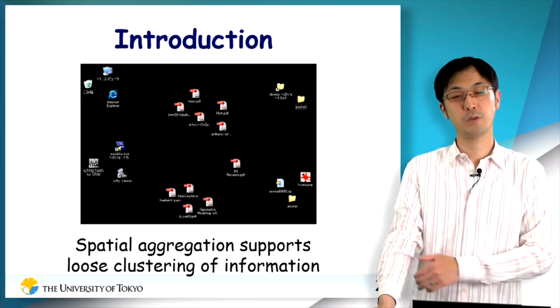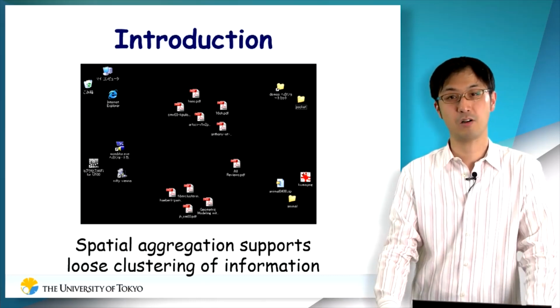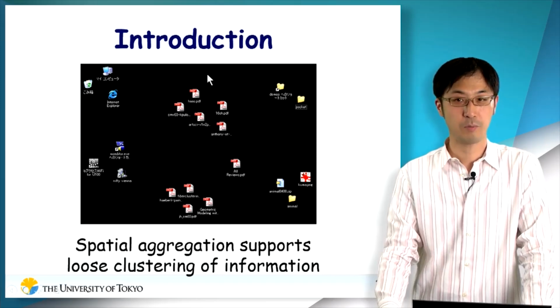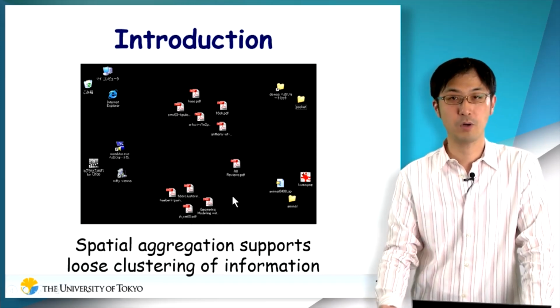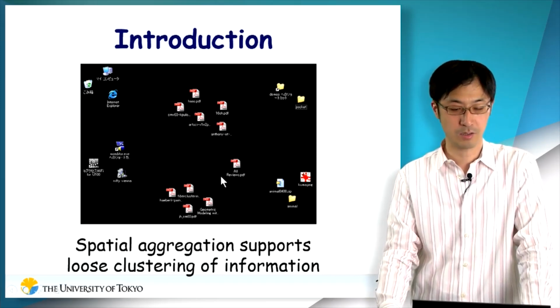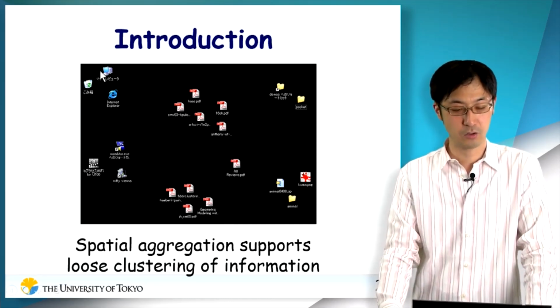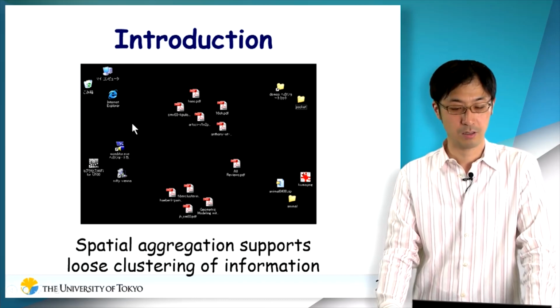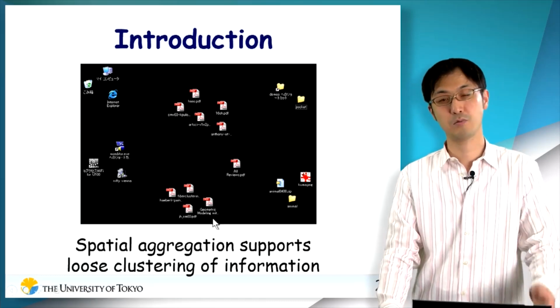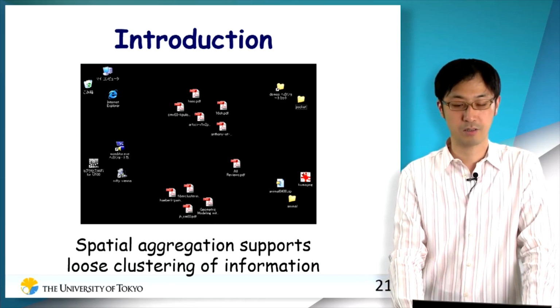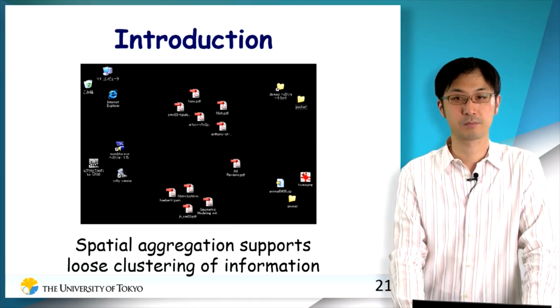The topic we discuss here is the management of desktop icons. Suppose you have a desktop, and one possible way to organize it is to use spatial aggregation or spatial clusters. So you put system icons here, shortcuts here, some documents here, and documents on another topic here. In this way, people can manage various information in a limited space.